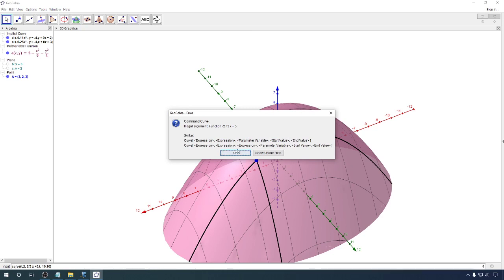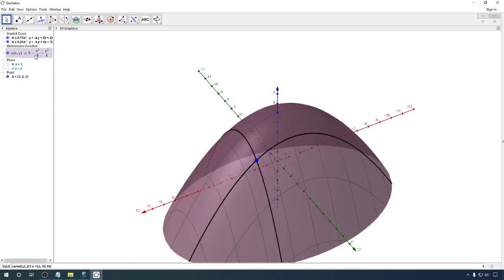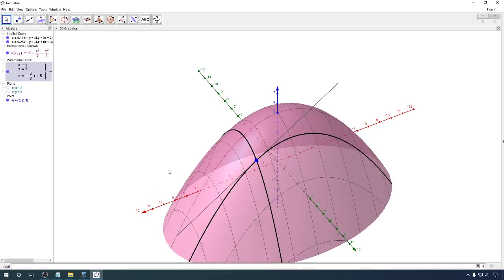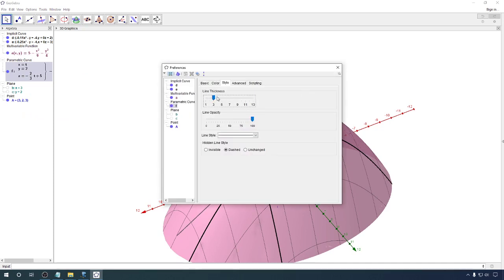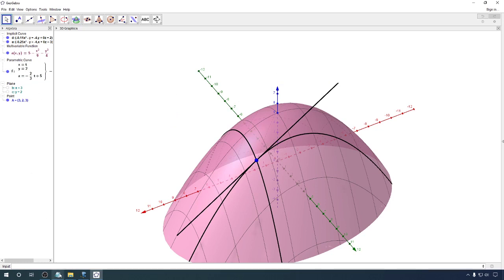That should be a t, not an x. There we go. I want my lines to show up better. There we go.